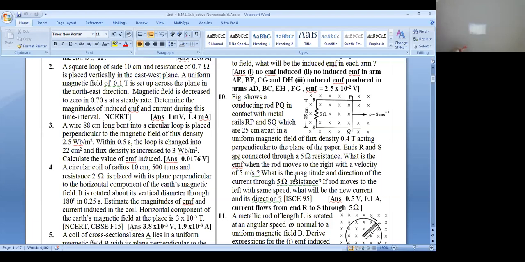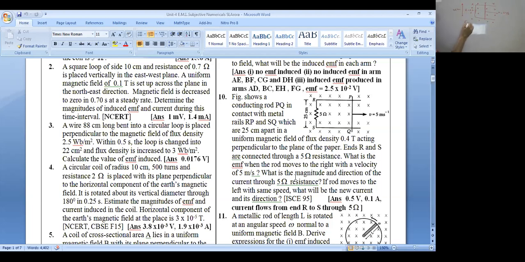Suppose I draw the circuit here: this is the U shape, this is the resistance, and this is the rod PQ. The field is an inward field, a cross field, meaning going into the paper. The rod is moving with a speed of 5 meter per second, the resistance is 5 ohm, and the length of the conductor PQ is 25 centimeter.